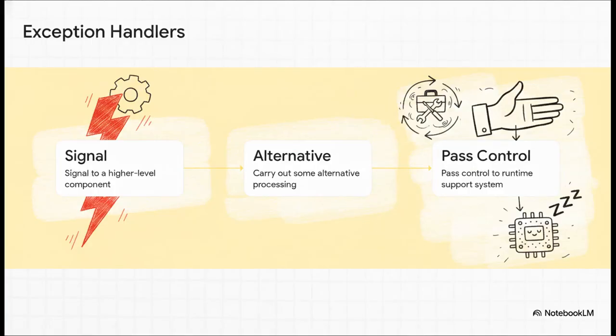So what exactly does this handler actually do? Well, it typically takes one of 3 specific actions. Step 1, it might signal a higher-level component, basically throwing its hands up and saying, hey, I failed down here, you need to decide what to do next. Step 2, it might carry out alternative processing, attempting to fix the error and recover the system right then and there. Or Step 3, if things are truly beyond repair, it will purposely pass control to the runtime support system to execute a safe shutdown state. This ensures absolutely no data is corrupted as the program is forced to close.